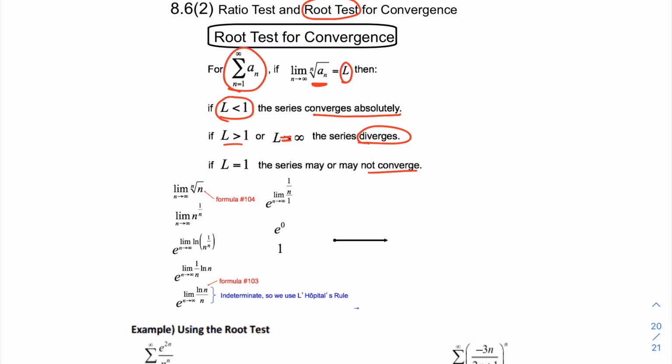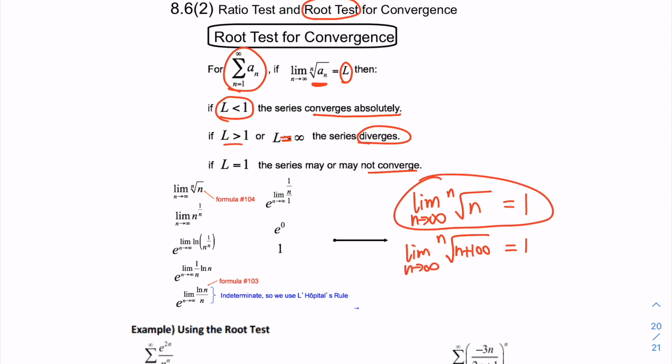Here, there are very important properties we have to know for the nth root. Given the limit as n goes to infinity, the nth root of n equals 1. So just remember this one. So the nth root of n plus 100, or whatever, is also 1. So this one, you have to be familiar with.